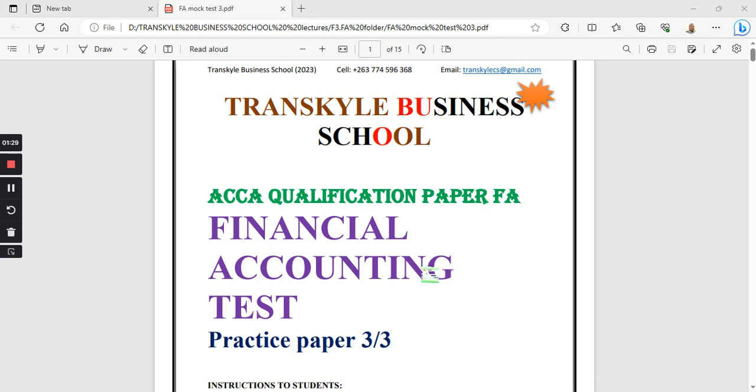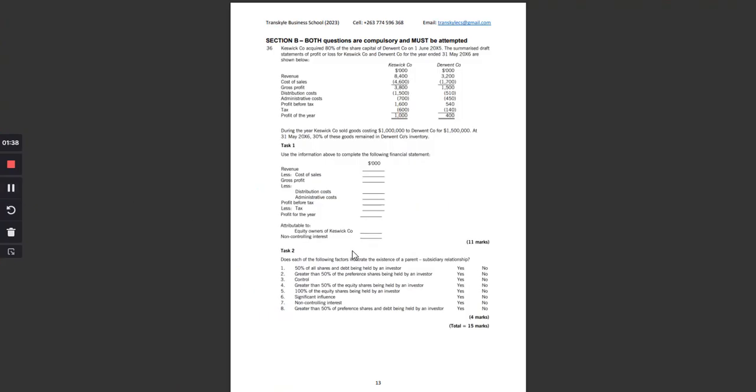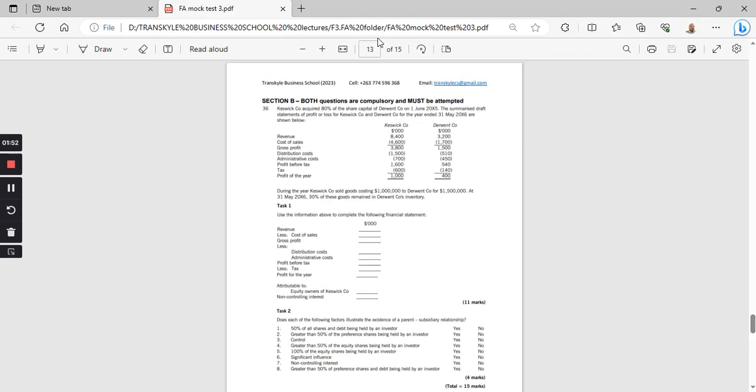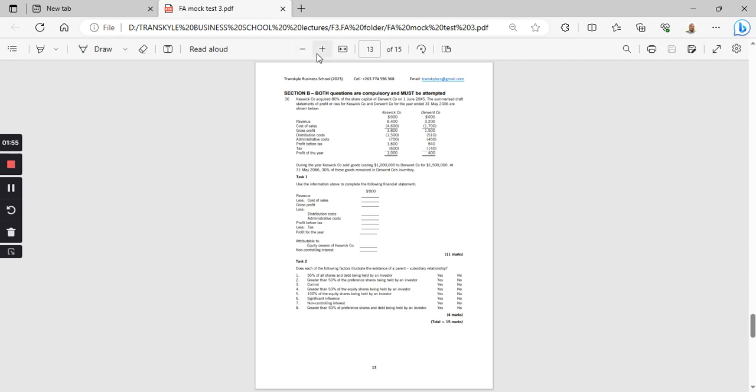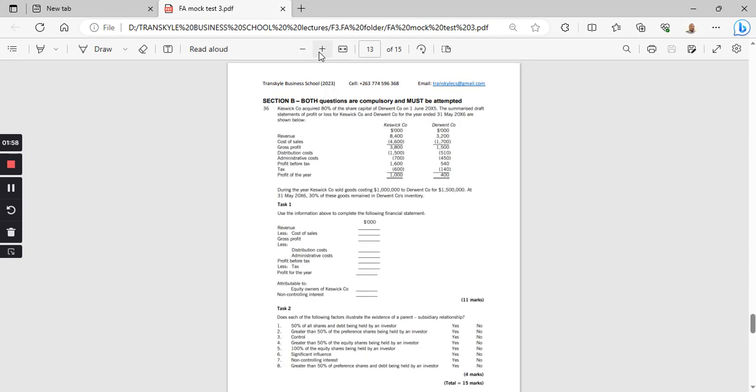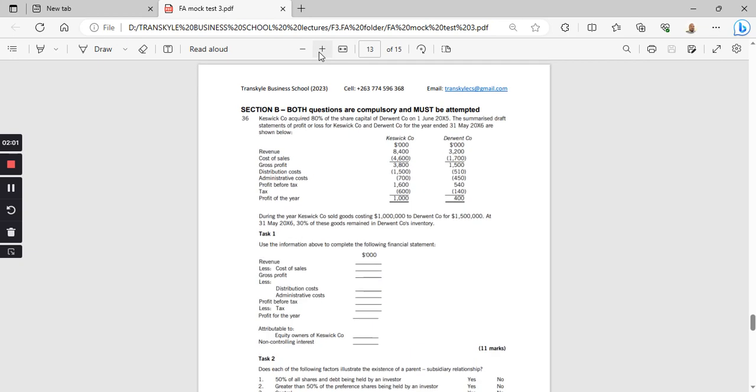So ladies and gentlemen, without much ado, let us go straight to section B. This is the question, ladies and gentlemen. Question Keswick. All right, let me try to zoom in to see if we can see the question clearly. I mean, zooming out. I think you are now in a better position to see the question clearly. So that's question Keswick.